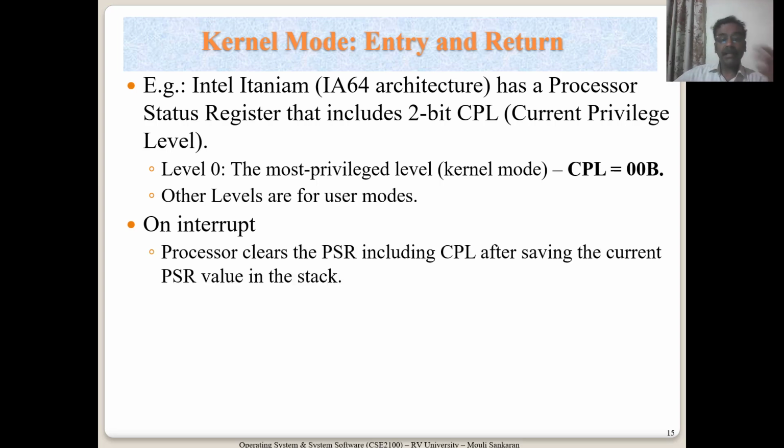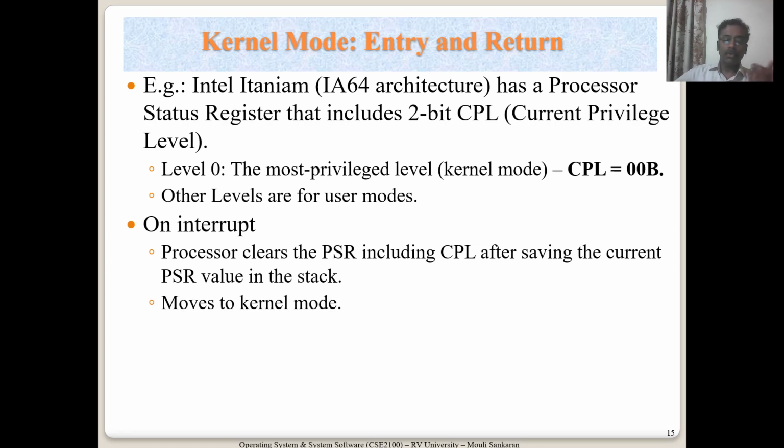So on interrupt, the processor clears the PSR, that means it becomes 0 0. That means it gets into kernel mode, and it executes the ISR routine, which is written by the OS. So you cannot replace the interrupt service routine with your own code. It is supplied by the OS, and it is trusted software. Only trusted software can be run in the kernel mode.